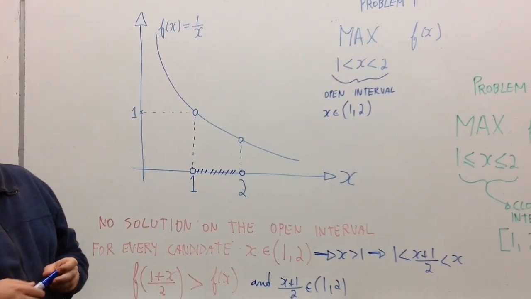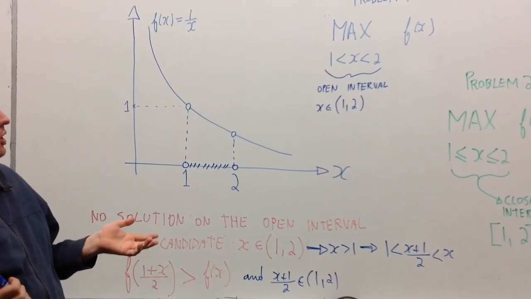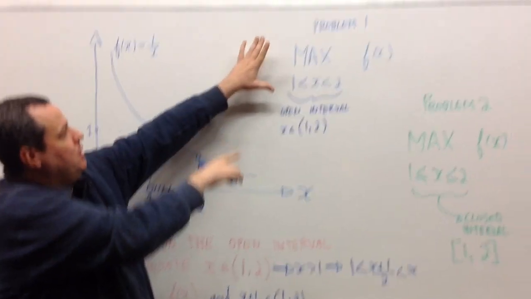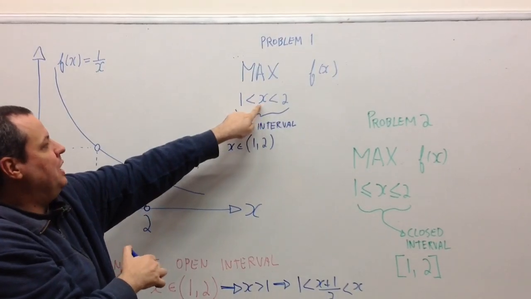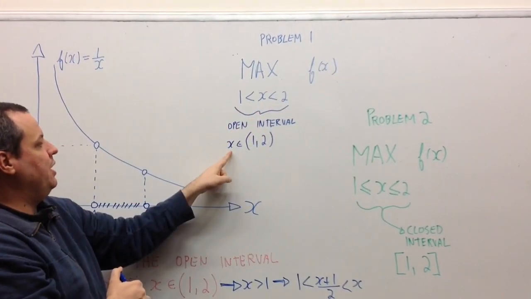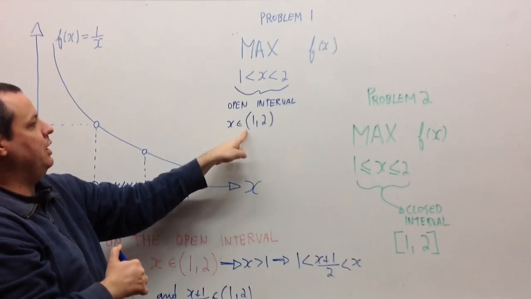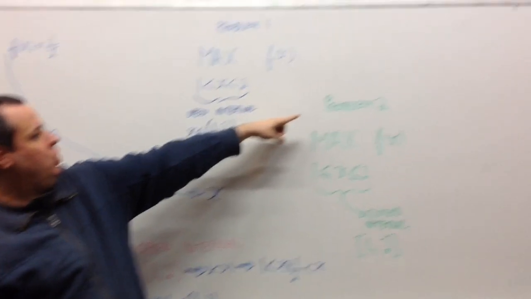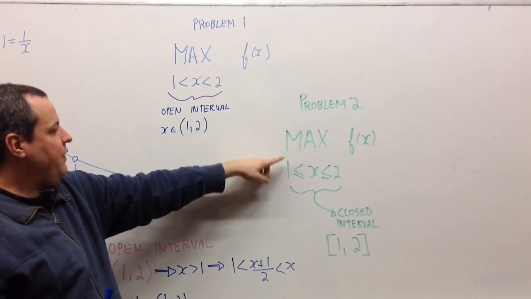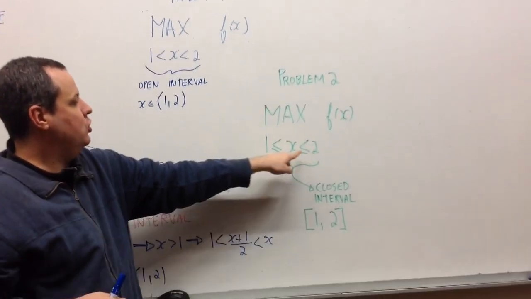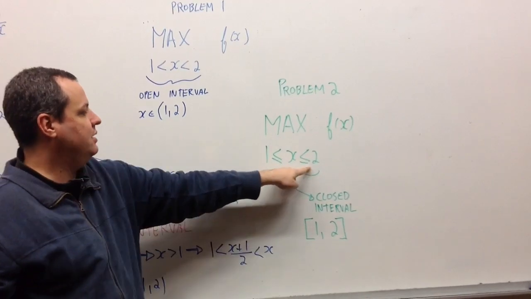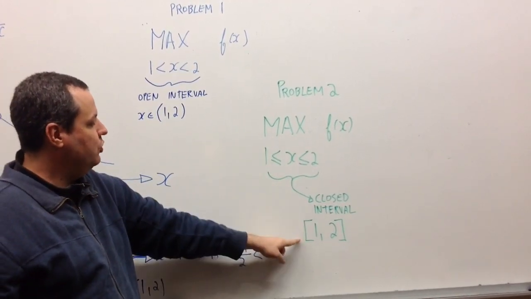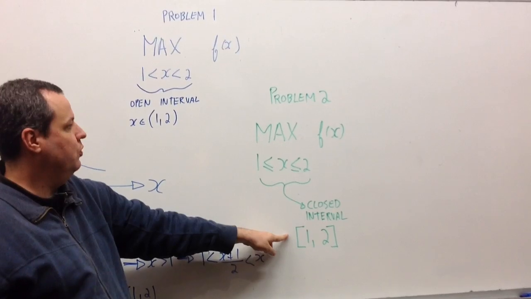Now we can phrase this problem in two different ways. In the first way, in problem number 1 here, I'm picking values of x, but not the extremes, 1 or 2. So I'm picking x in the open interval between 1 and 2. In problem number 2 here, I'm picking values of x in the interval between 1 and 2, but here I'm allowing the extremes, x equals 1 and x equals 2. So this is the closed interval from 1 to 2.